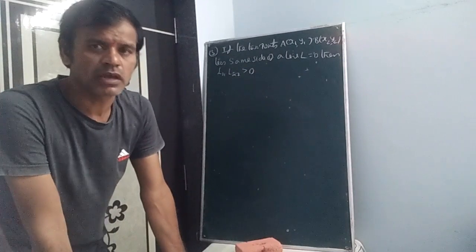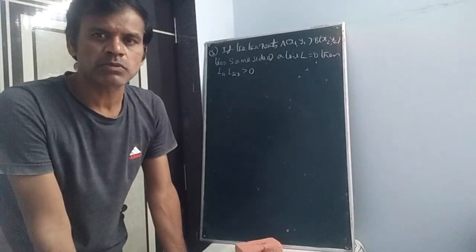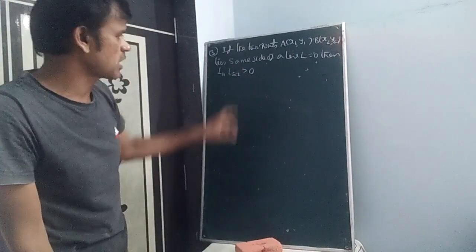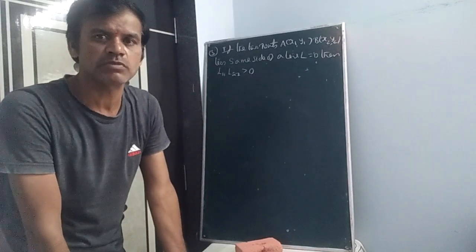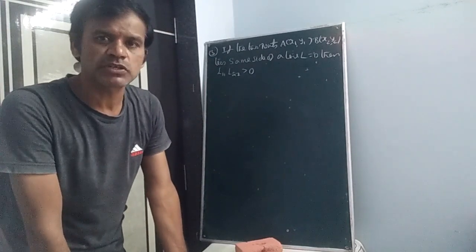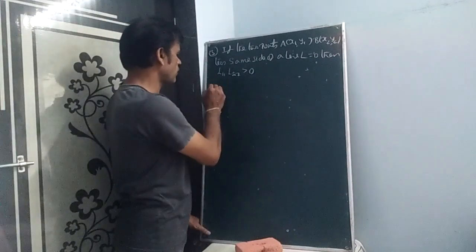How could you say L11 into L22 having the same sign? Sign means plus, plus: plus into plus becomes plus, that is greater than 0. Or same sign minus, minus: minus into minus becomes also plus, it is also positive, that is why we put here greater than 0.